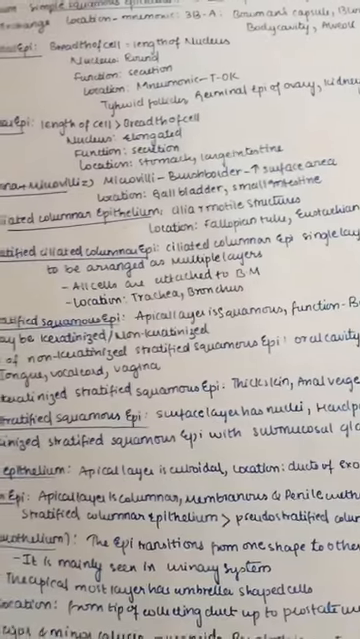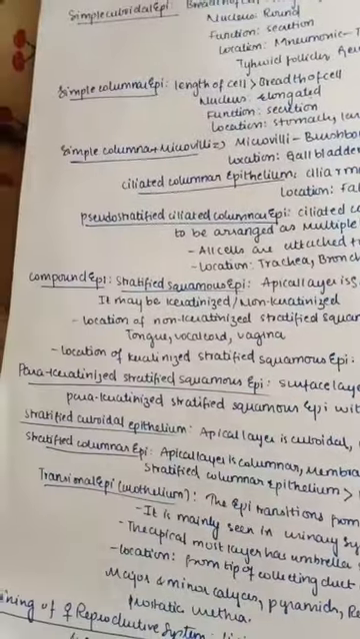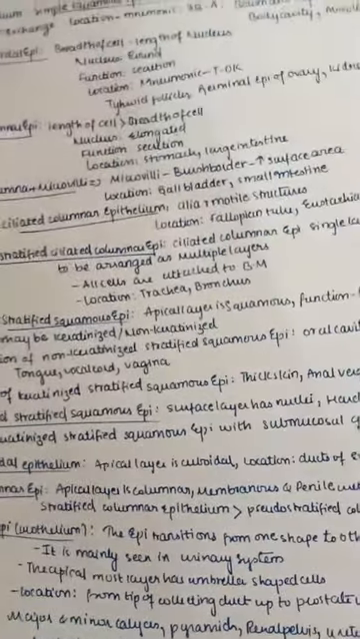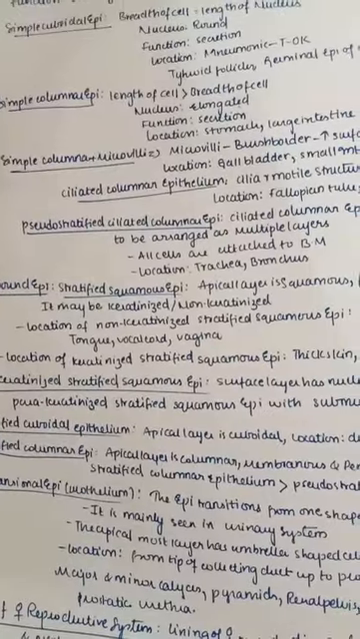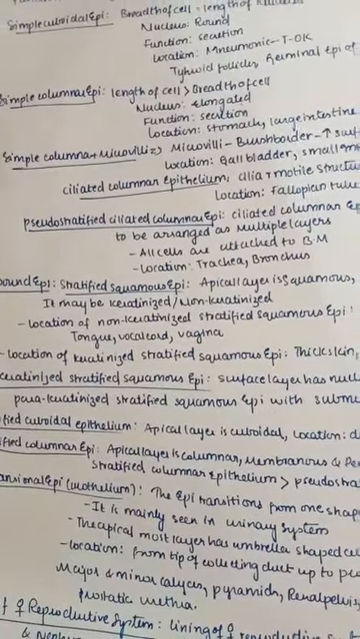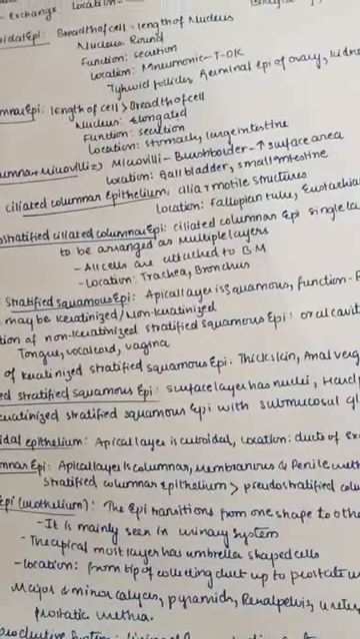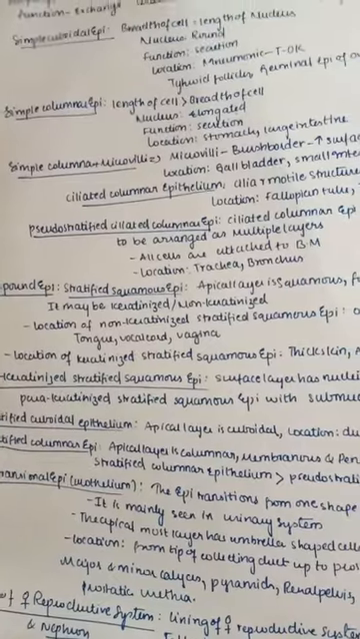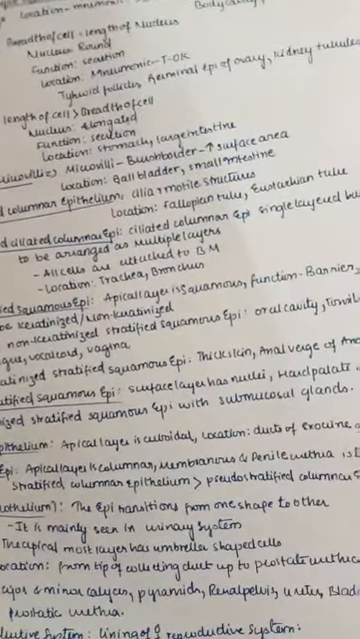Location is mainly trachea and bronchus. Now the compound epithelium, that is stratified squamous epithelium: the apical layer is squamous and the function is like a barrier, and it may be keratinized or non-keratinized. The location of non-keratinized stratified squamous epithelium is oral cavity, tonsils, esophagus, tongue, vocal cord and also vagina. The location of keratinized stratified squamous epithelium is thick skin and the anal verge of the anal canal.